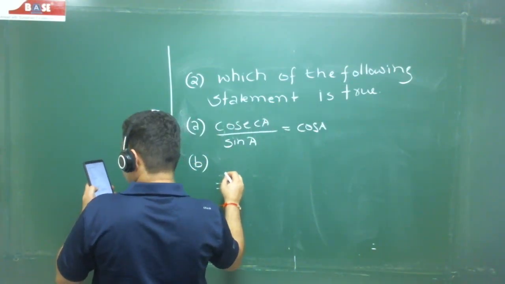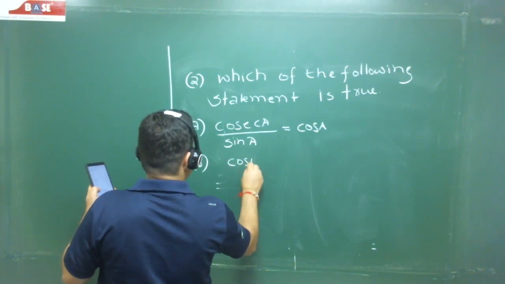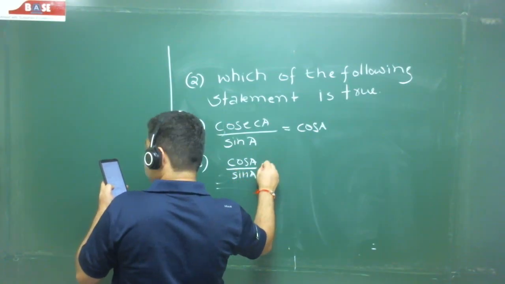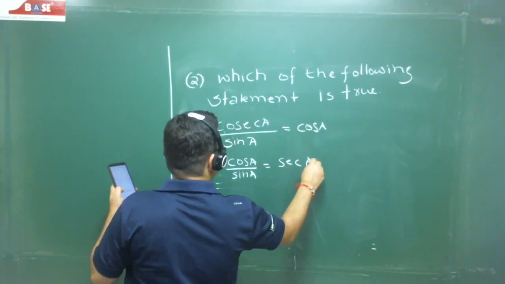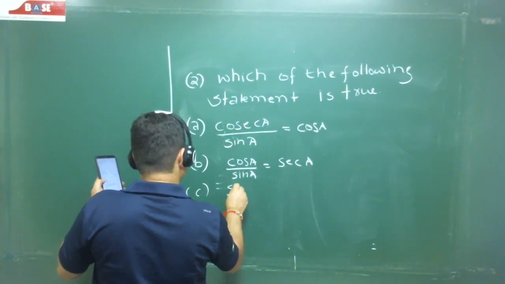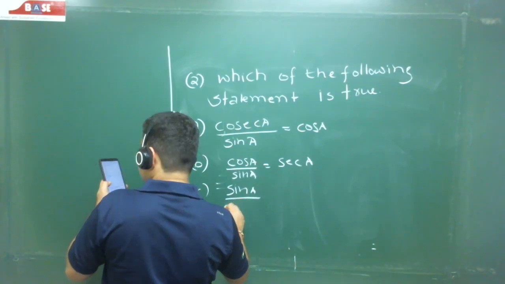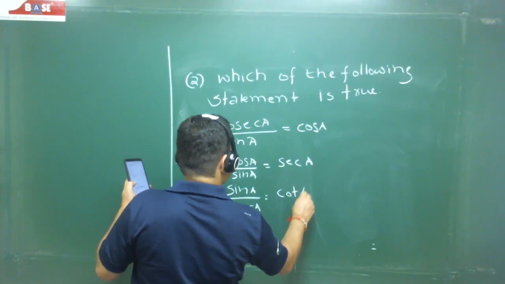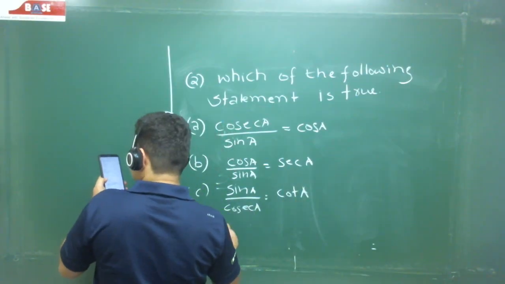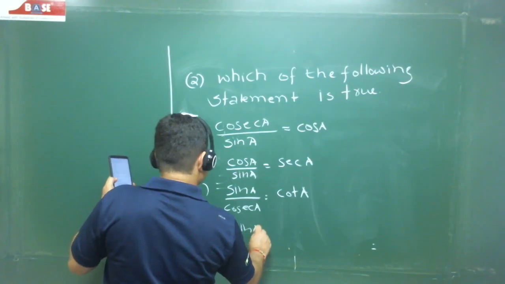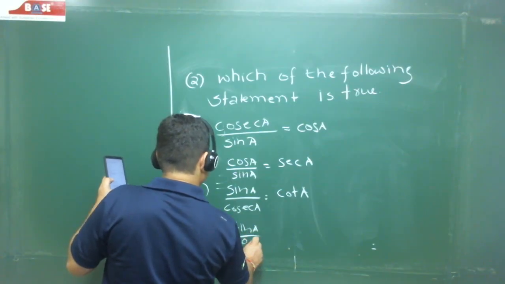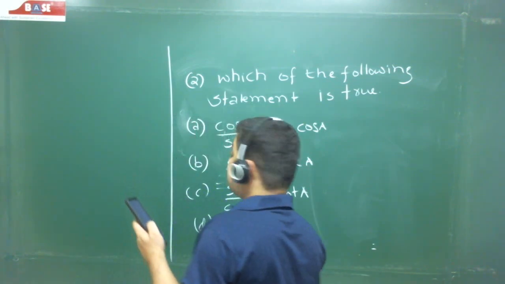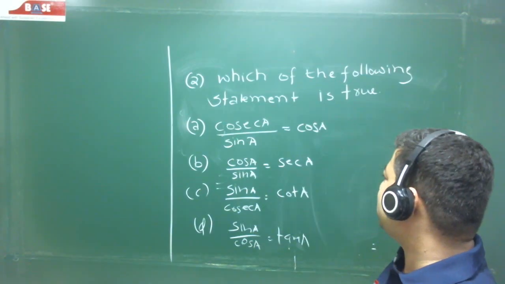Second one, they have given cos A divided by sine A is equal to secant A. Option C they have given sine A divided by cosecant A is equal to cot A, and D will be sine A by cos A is equal to tan A. Now have a look once. One by one we are going to analyze.